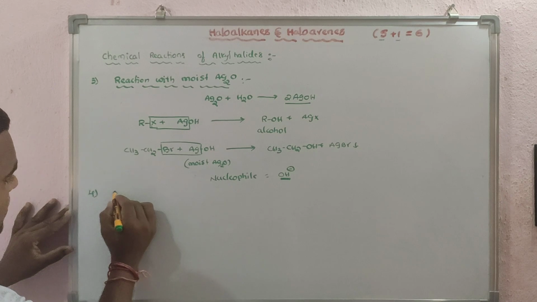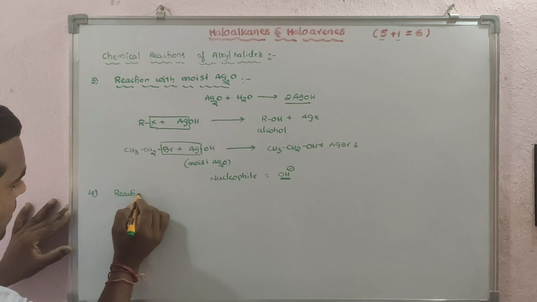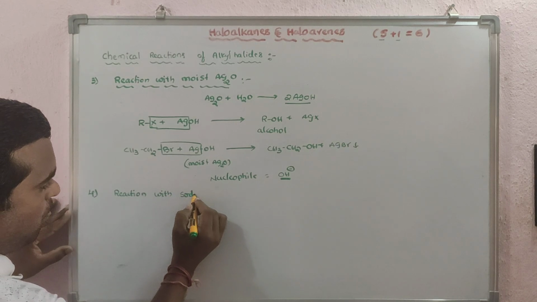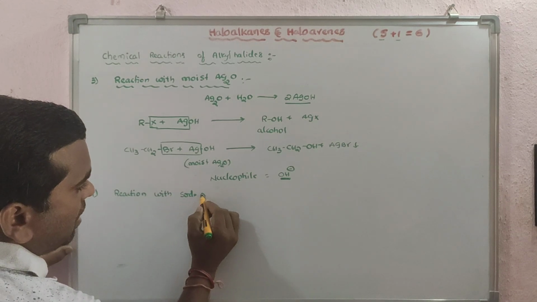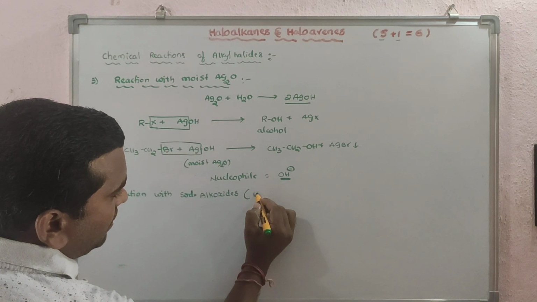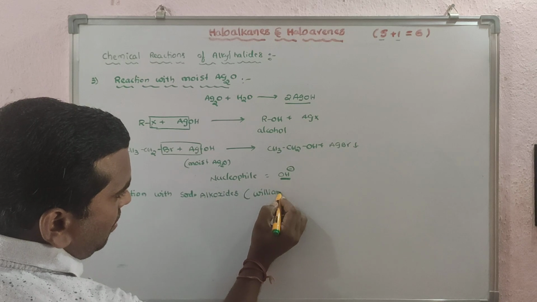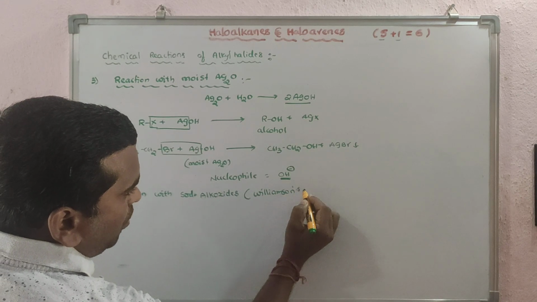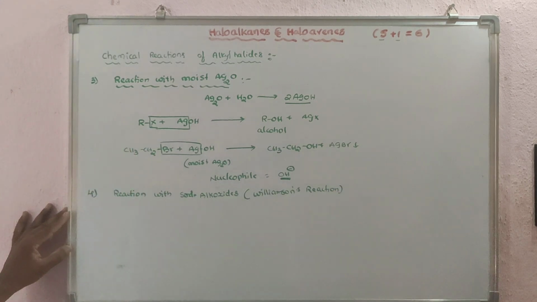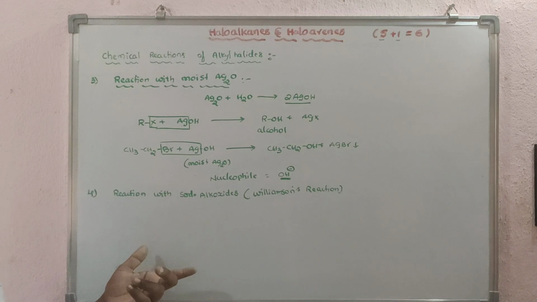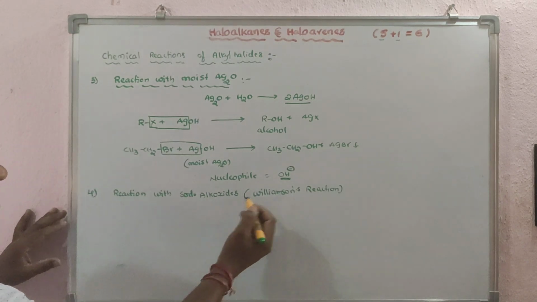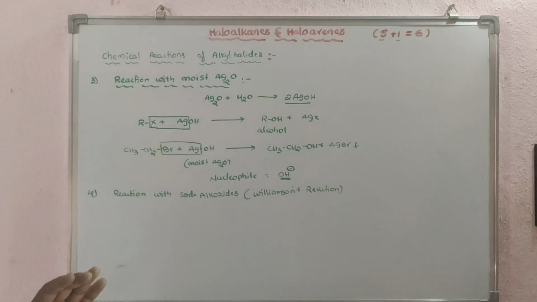And the fourth one is reaction with sodium or potassium alkoxides. Very important. This reaction is called Williamson's reaction. Very important. Alkyl halide reacted with sodium alkoxide in presence of ethanol, which is a solvent, so you will get ethers as a product.